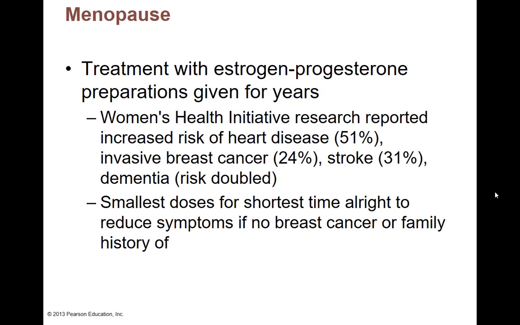And they did that for a really long time. They did it just, estrogen or hormonal replacement therapy. And so they gave people estrogen and progesterone. However, they followed those females later on in life, and they looked, and people that were given estrogen to replace the lost estrogen they weren't making had a 51% increase of heart disease, 24% increase of breast cancer, 31% increase of stroke, and the risk doubled for dementia. So they're like, well, let's not do that anymore. And so they generally don't give you estrogen replacement anymore.